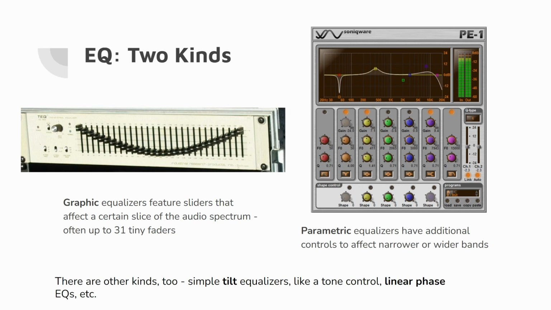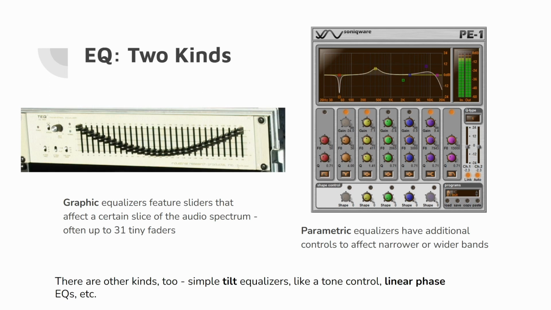But we're going to be fancy and use a parametric equalizer. Parametric because there are parameters. There are more controls, more knobs and things to twiddle, types of points and stuff. There are other kinds too, simple tilt equalizers, that's like your tone knob.